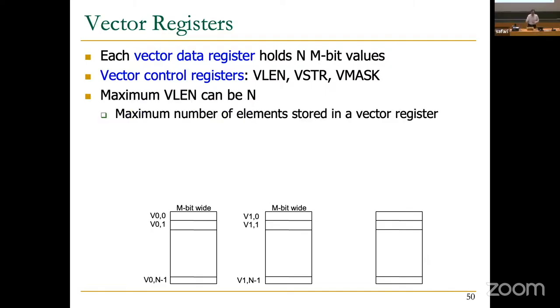Okay, so we're going to get back to this. We're going to see how to program using vector masks. So maximum vector length can be n. This is, as I said earlier, the maximum number of elements stored in a vector register. And you can see n over here in these vector registers.